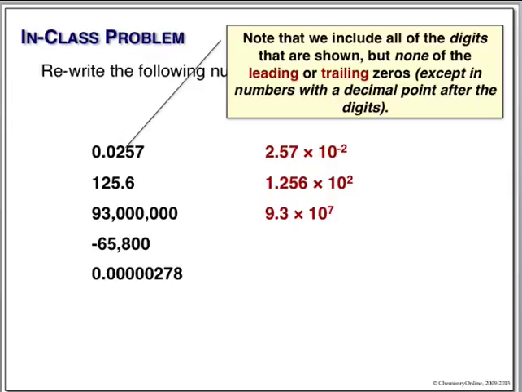The next one, I already gave away the answer, 93 million. We're going to move the perceived decimal point from where it is here, in between the 9 and the 3, and that is 7 places.